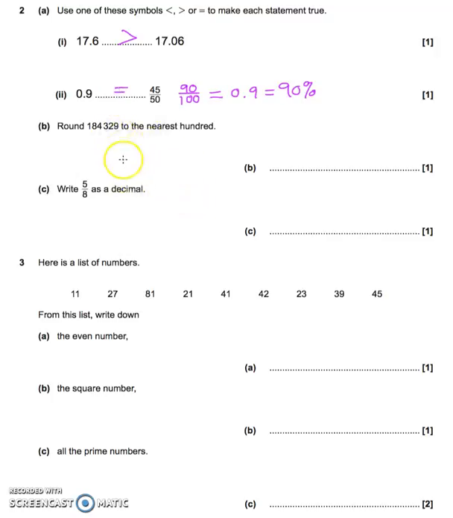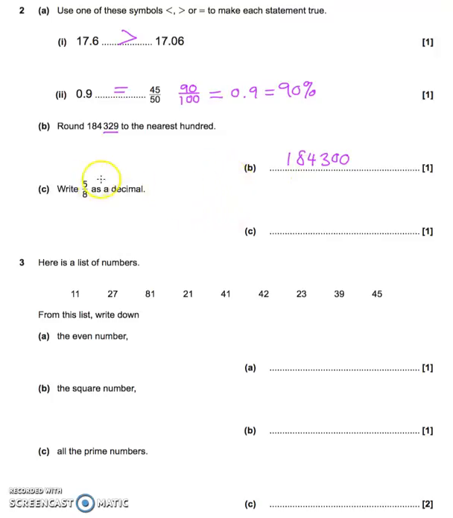Part B requires us to round to the nearest hundred, so you look at the number. We've got 184,329. The 3 is the one that's in the hundreds place, and we can see that 329 is closer to 300, so it's going to round to 300. So 184,300 is your answer.